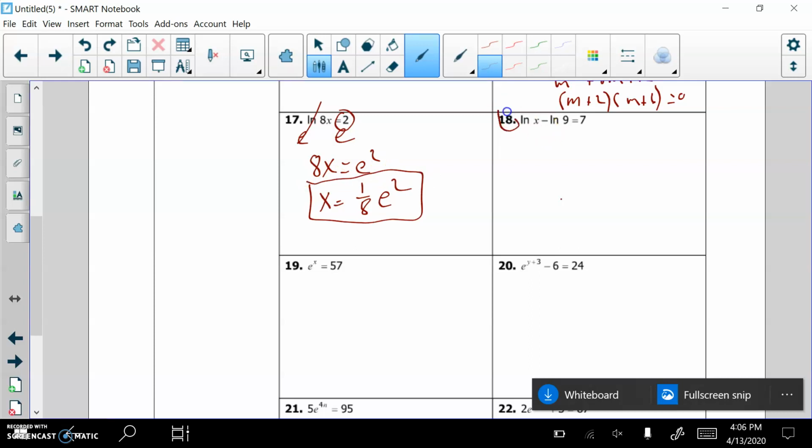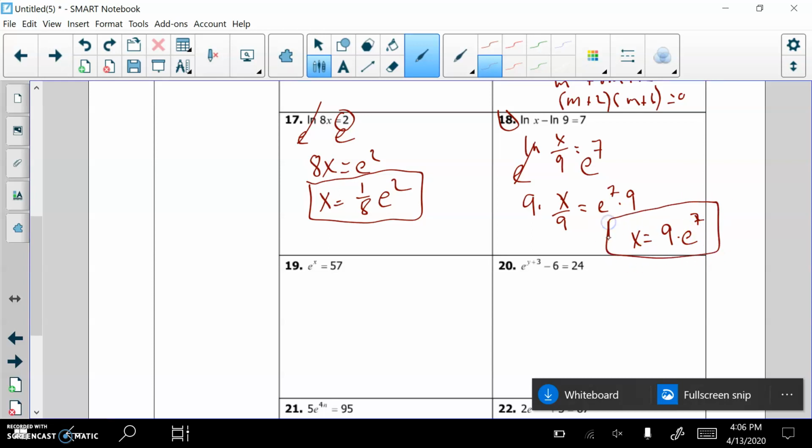Condense first on number 18. We say that's the natural log of x divided by 9 equals 7. When we exponentiate here, it cancels the natural log. When we exponentiate there, we just have e to the 7th power. So x over 9 is equal to e to the 7th. Multiply both sides by 9. x is equal to 9 times e to the 7th power.